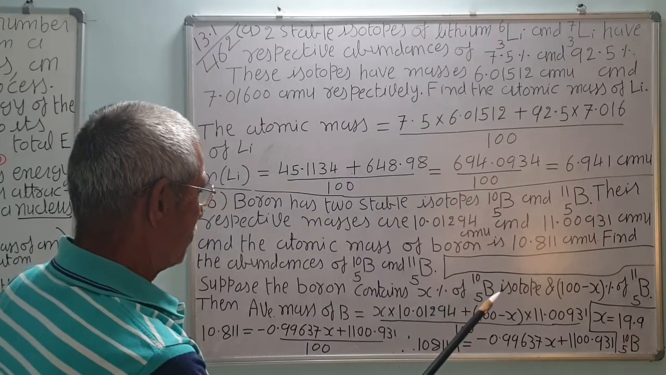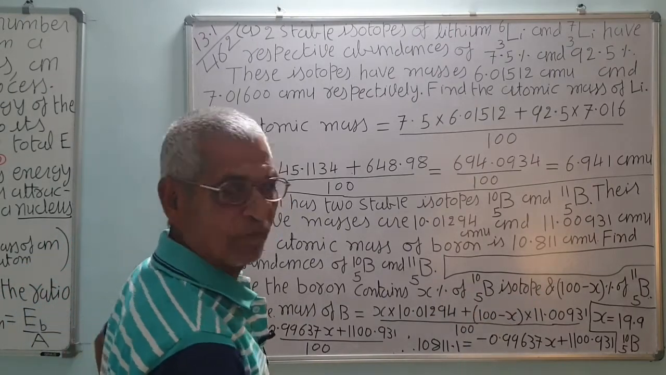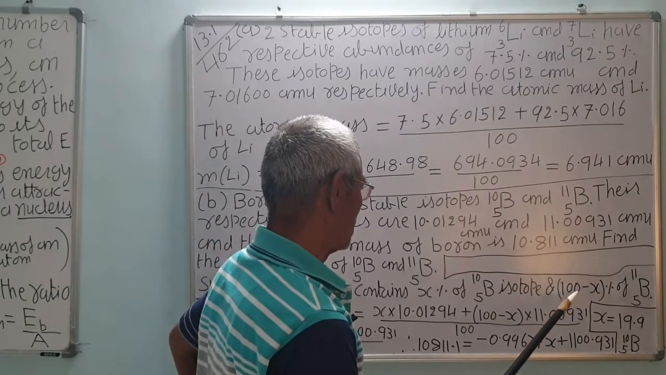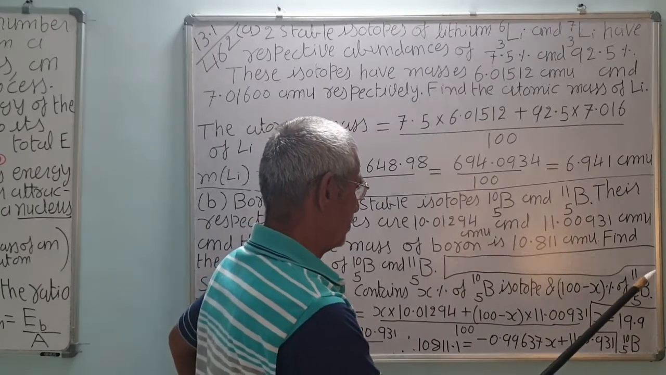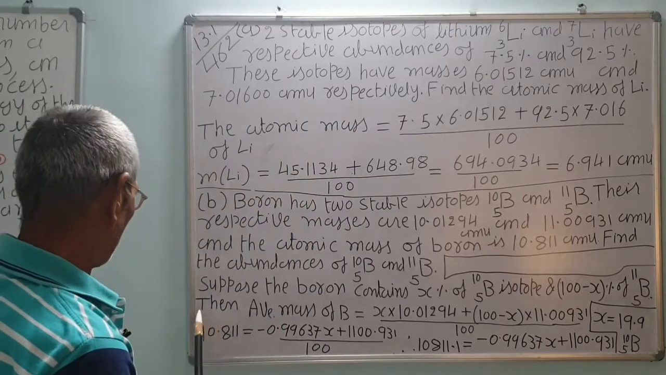contains X% of boron-10, the remaining percentage will be of boron-11, that is 100 minus X, since the total percentage is 100. So if X is the portion of this, then 100 minus X percent will be of the next one, that is the remaining 11 isotope.